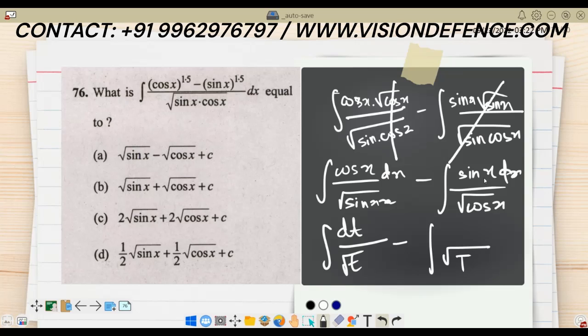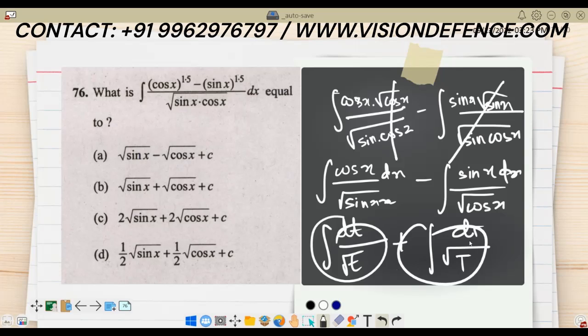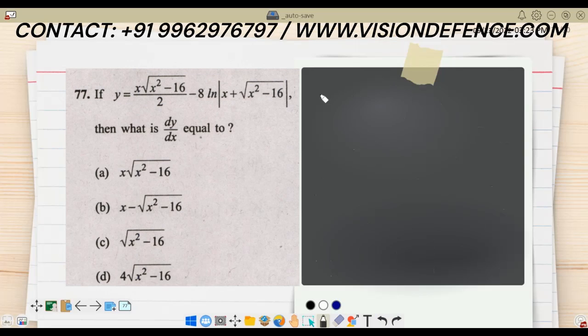So cos x, I'm going to take it as positive t. You're going to get minus sin x dx, so this will become positive, and we're going to get again dt, capital dt. This is just 2 root t plus 2 root capital T plus c. This is a property. So here it is 2 root sin x plus 2 root cos x plus c. 76 solved. So option C is your answer. Moving on to the next question.